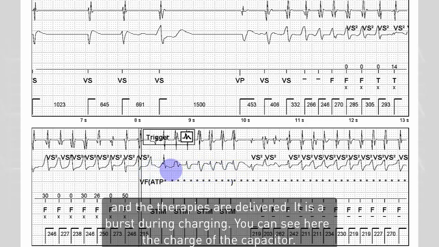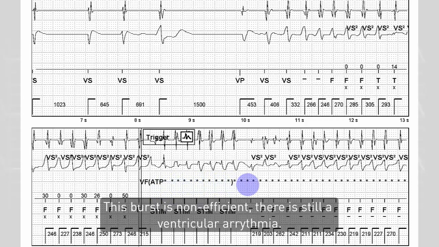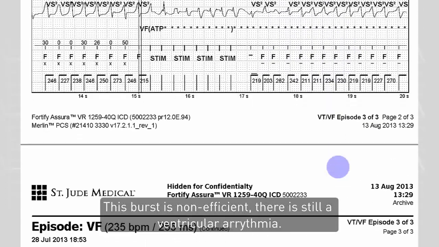It is a burst during charging. You can see here the charge of the capacitor. This burst is non-efficient. There is still a ventricular arrhythmia.